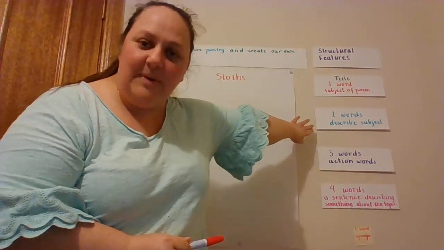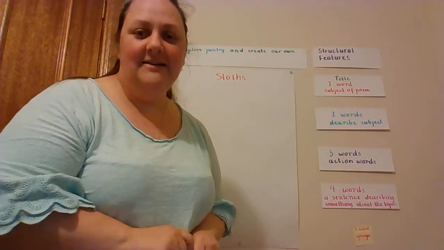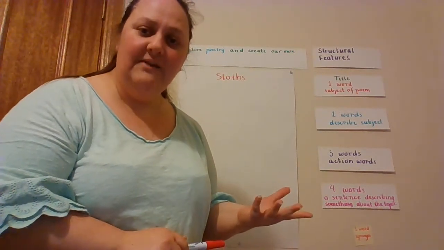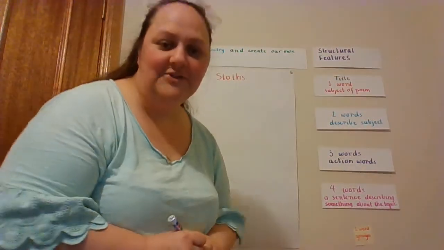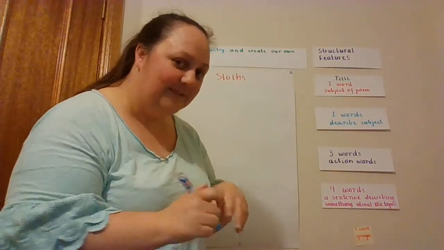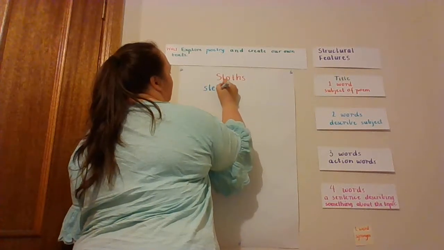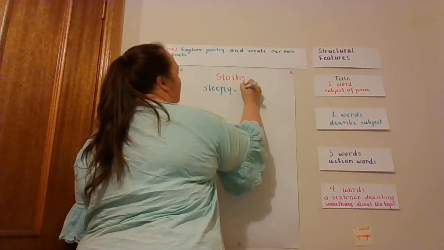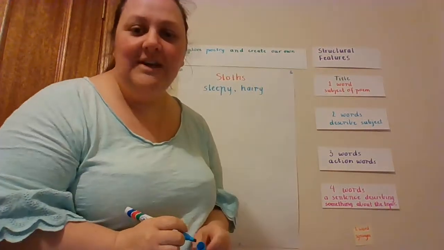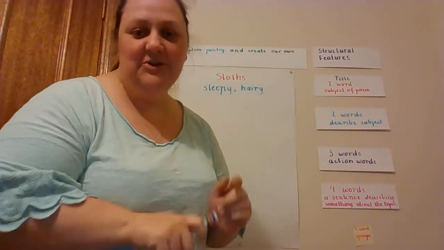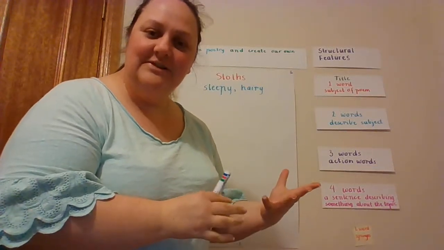I can see the next part of my poem, I need to use two adjectives or two describing words about my topic. So I have chosen, look at my plan, I have chosen sleepy and hairy. You can see there that instead of writing the word and in between those two words, I used a comma to separate. It's like a little mini list. So there are my two descriptive words.